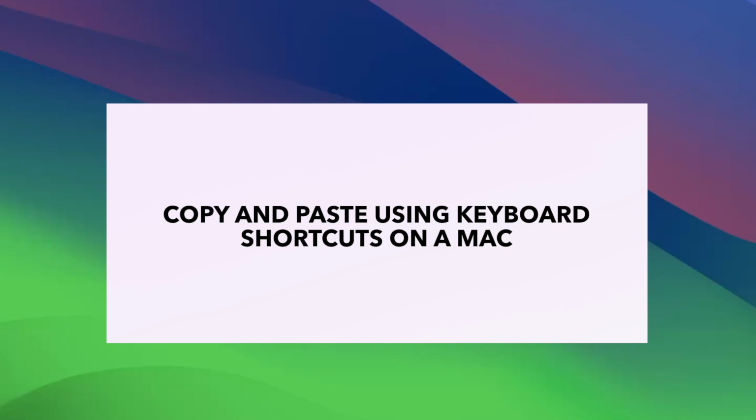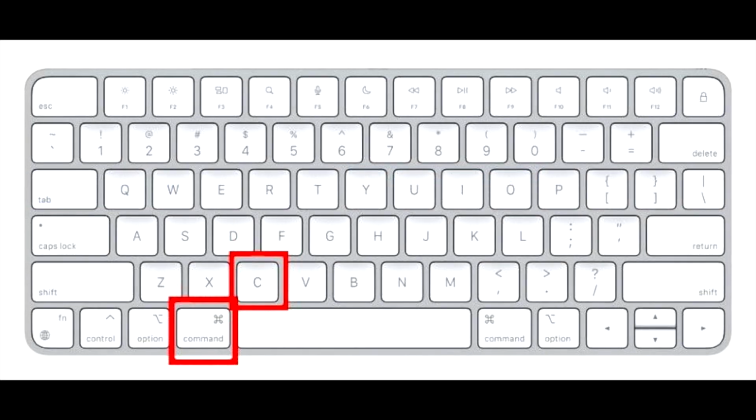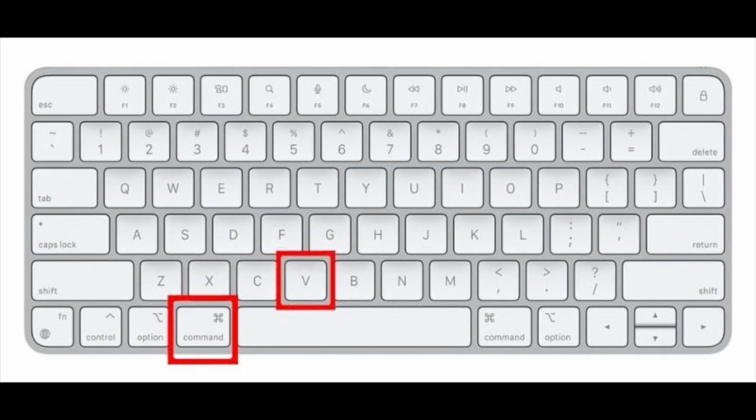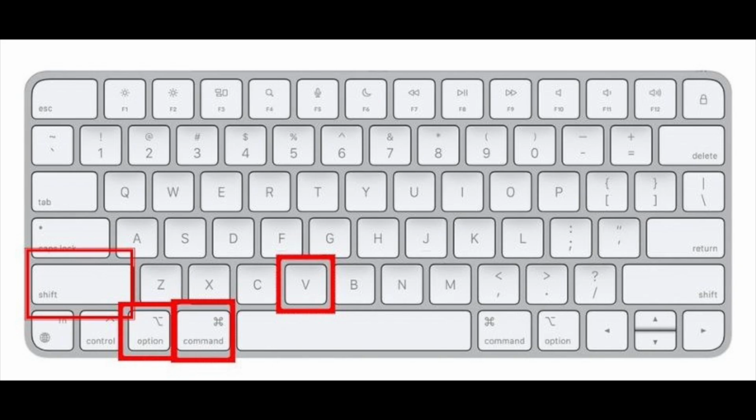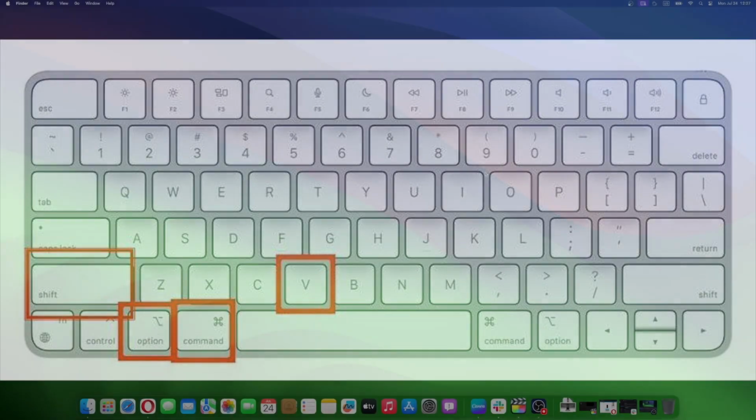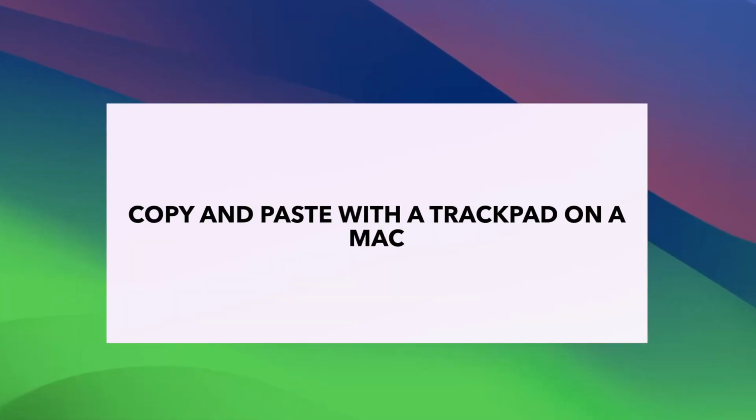Here's how to copy and paste using keyboard shortcuts on Mac. Select the text you want to copy. Press the Command+C key combination on your Mac's keyboard to copy the text. Now, open the file where you want to paste the text, click the cursor wherever at the desired location, and press the Command+V key combination on your Mac's keyboard to paste the text. If you want to clear the text formatting and paste the text without using its original formatting, press Command+Shift+Option+V key combination.